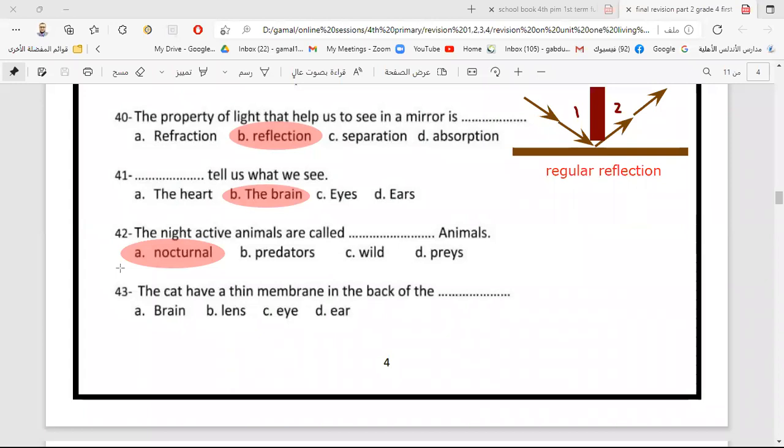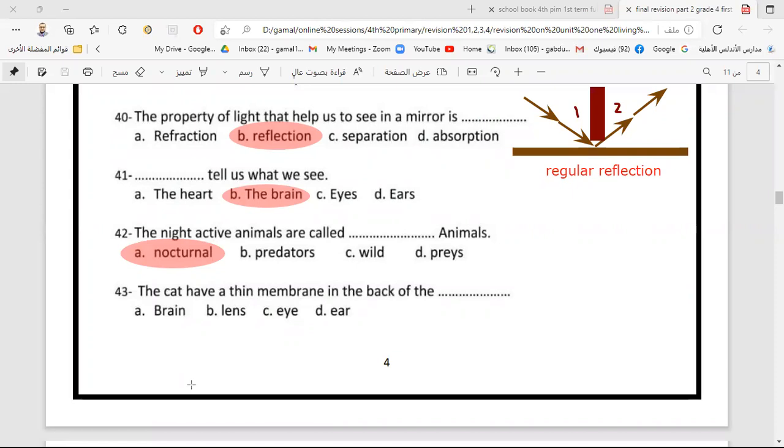The nocturnal animal, this is an adaptation. Is it a behavioral or structural adaptation? It's a behavioral adaptation. Very good. Thank you, my son. You are excellent.